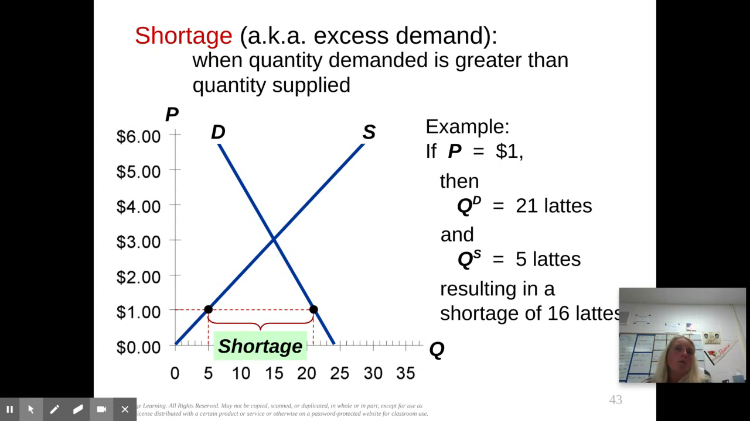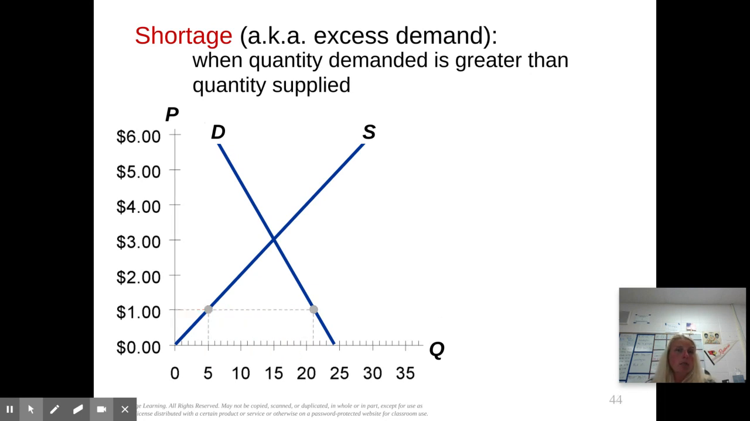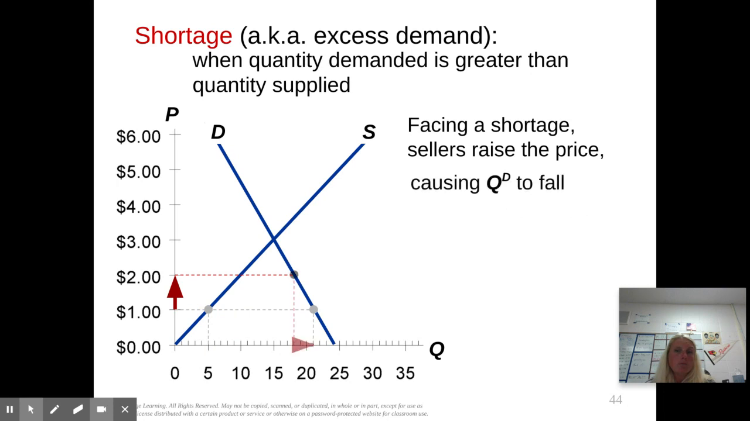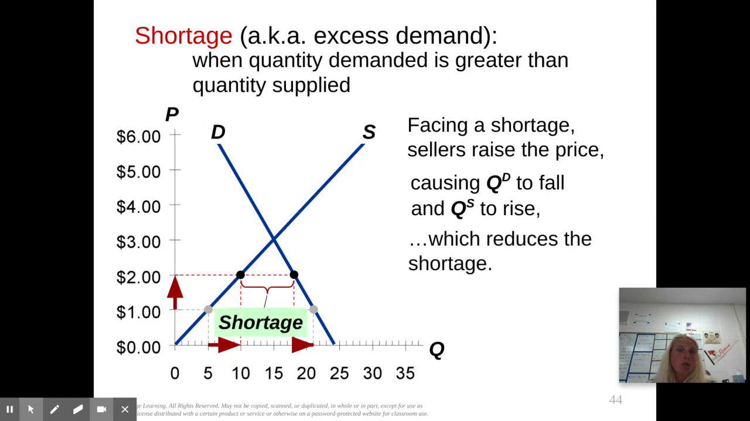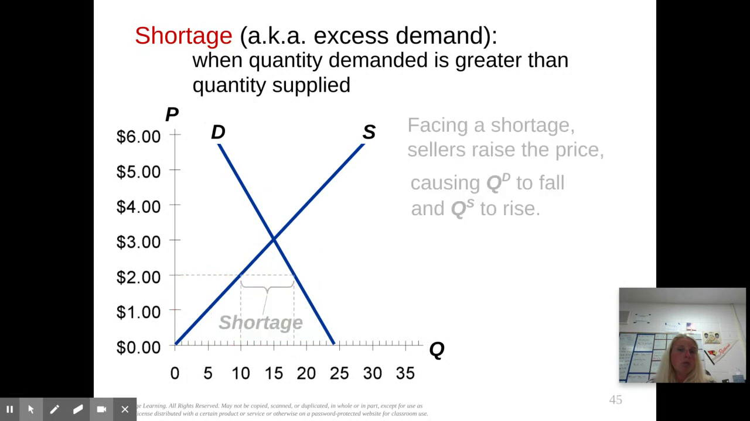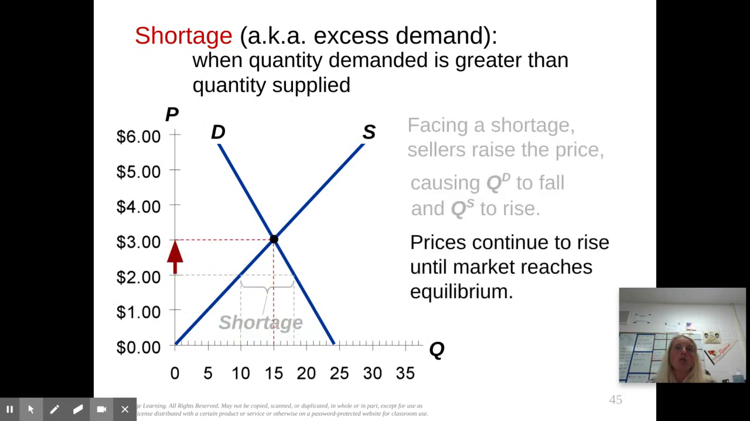There's 21 of us who want it. There's only 5 that are being sold. So 16 of us are out of luck. So when suppliers see that, they're like, wow, so many people want my stuff and I don't have enough. What will they do? They'll raise the prices so that it'll help balance out the equilibrium. It will cause quantity demanded to decrease because higher prices make quantity demanded go down. And of course, higher prices, like we saw in the law of supply, make quantity supplied go up. So it will reduce the shortage, which is good, but they're still not at equilibrium. So they're going to keep making their way up until it gets to market equilibrium.